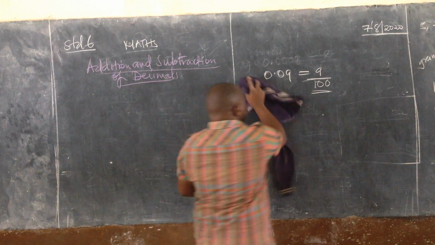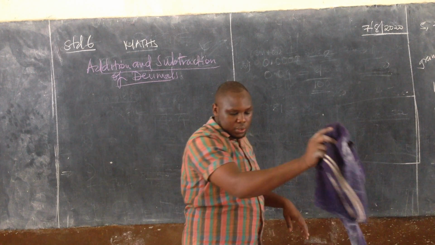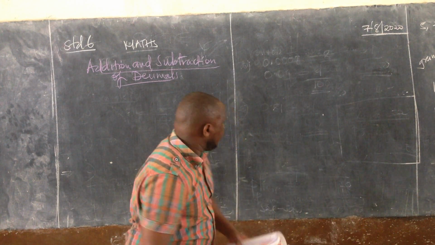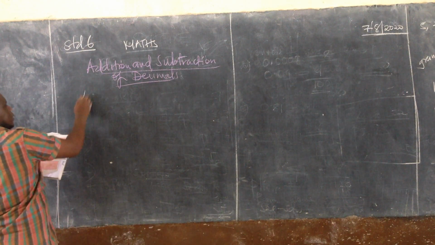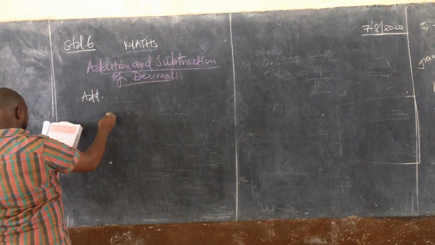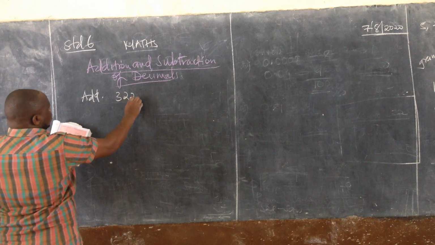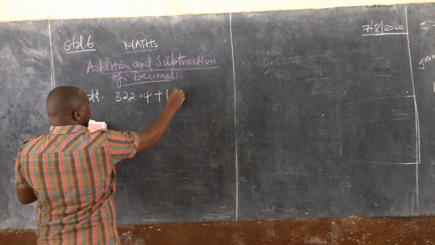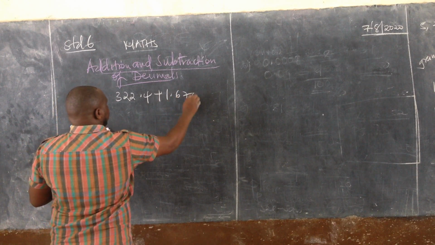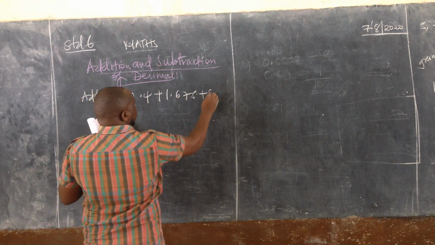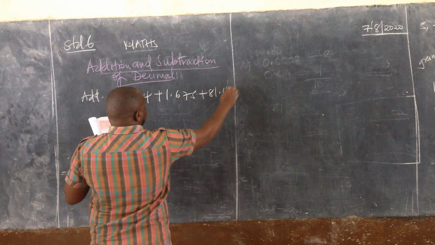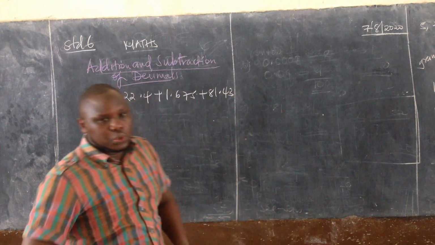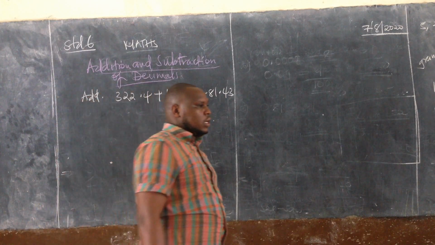So away from there, now we move to addition and subtraction of decimals. You can be given: add 322.4 plus 1.675 plus 81.43. So whenever you're given a question like this, Lana, it's always good to align the decimal.